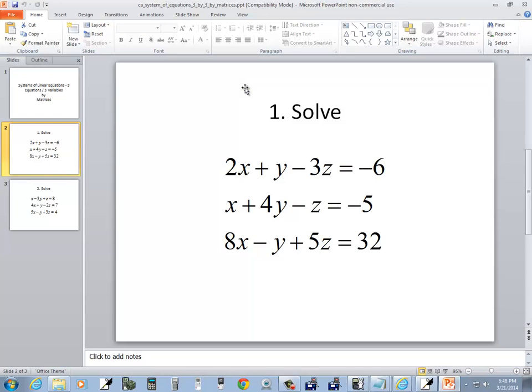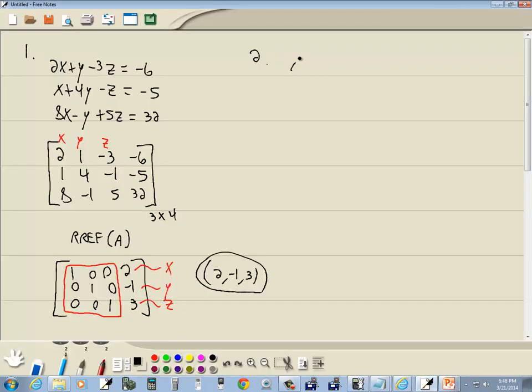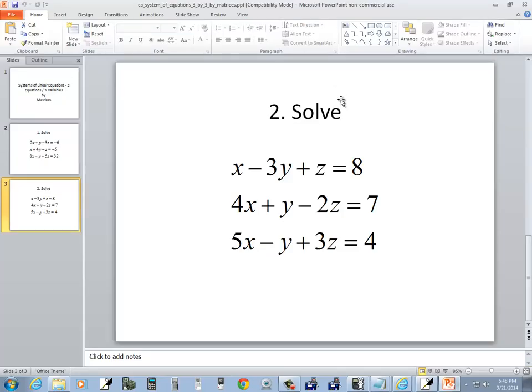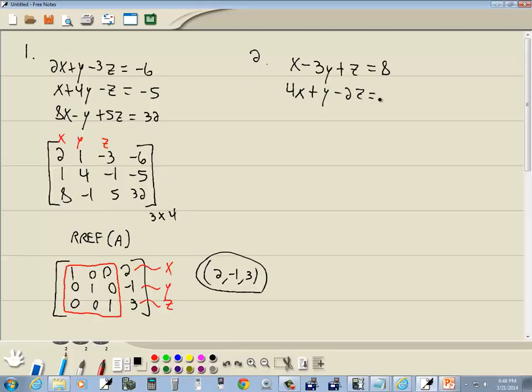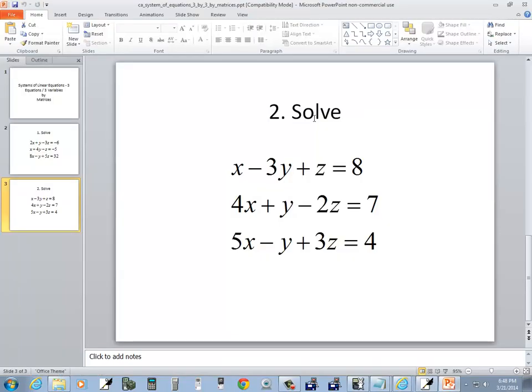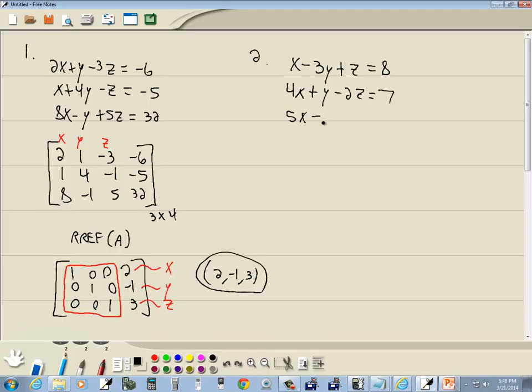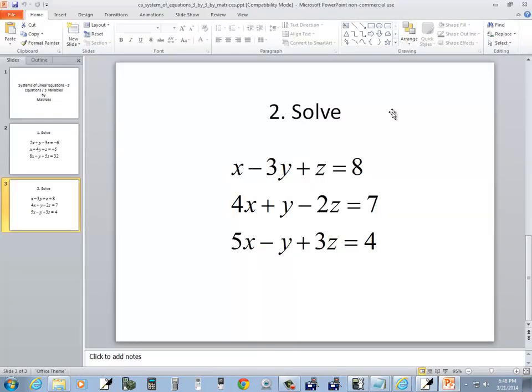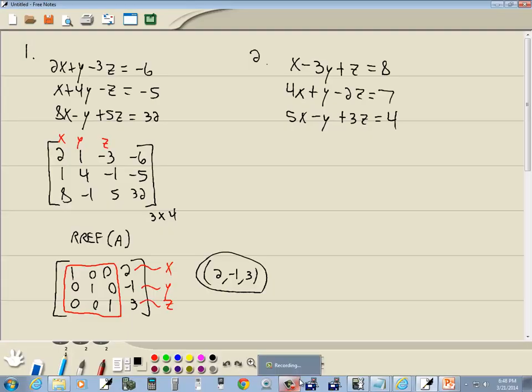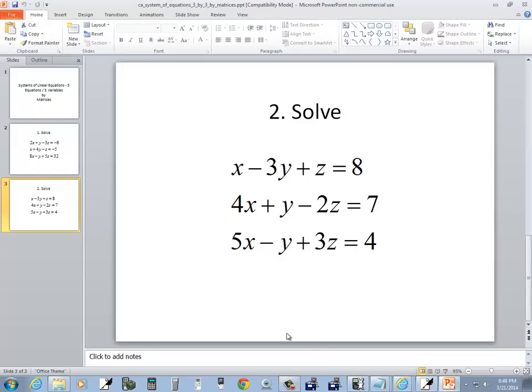Let's take a look at our second problem. I'm not sure why I'm showing you a second one here. I'm guessing this one comes up with nasty fractions, but let's see. It's the exact same steps as what we just looked at. 4x plus y minus 2z is equal to 7. This is the hardest part, writing it down correctly. And 5x minus y plus 3z is equal to 4. Let's see, 8, 7, 4, 1, -2, 3, -3, 1, -1, yep, 1, 4, 5.